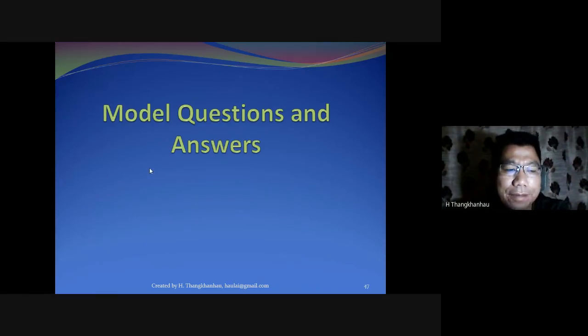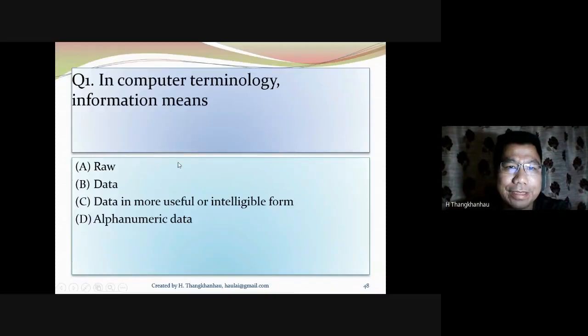I have put instructions regarding the exam in Google Classroom. Please download it and study if possible. I hope the question pattern will be the same. So the question will be like this. In computer terminology, information means... you have to choose one.